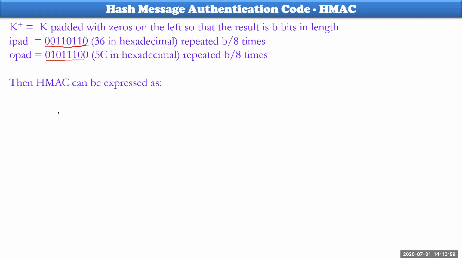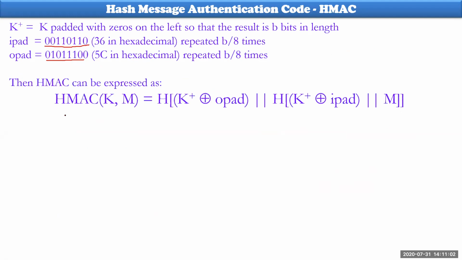After this, the HMAC can be operated like this. HMAC of K comma M is equal to hashing of K plus OPAD appended with hashing of K plus IPAD appended with message. Hashing gives you a particular value. That value is appended with another OPAD value, and the message is hashed. If you operate twice for this hashing, that is called HMAC. So that is the actual operation.